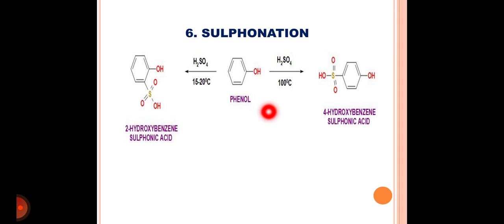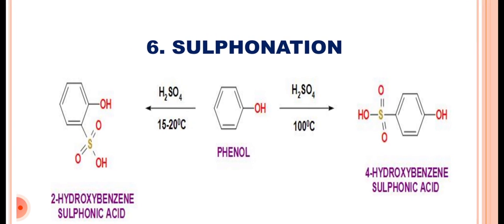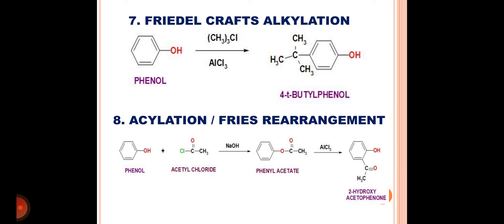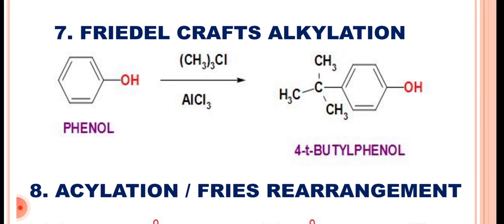The next reaction is the sulfonation reaction. Here also we can observe two conditions. Phenol on reaction with concentrated sulfuric acid at 100 degrees centigrade leads to formation of 4-hydroxybenzene sulfonic acid. Here we can see that the sulfonyl group gets attached to the para position of the hydroxyl group. While when phenol is treated with concentrated sulfuric acid at 15 to 20 degrees centigrade, the major product obtained is the ortho one, and this product is called as 2-hydroxybenzene sulfonic acid.